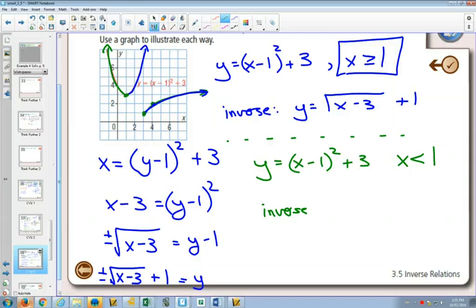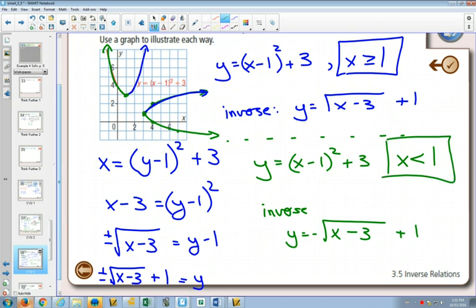Well, now if I started switching x and y's, I would get that part. Does it make sense that that inverse has been flipped down first, but still moved 3 to the right and up 1? So we've written the equation of the inverse for both of them, and we've restricted the domain once for the blue graph and once for the green graph.